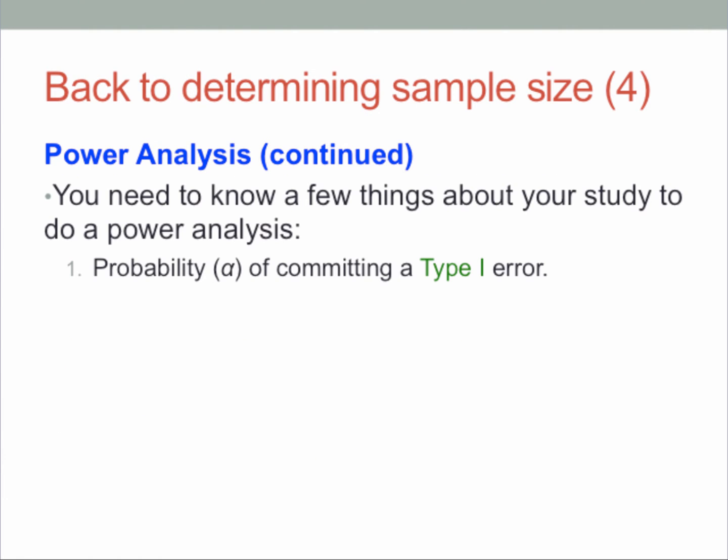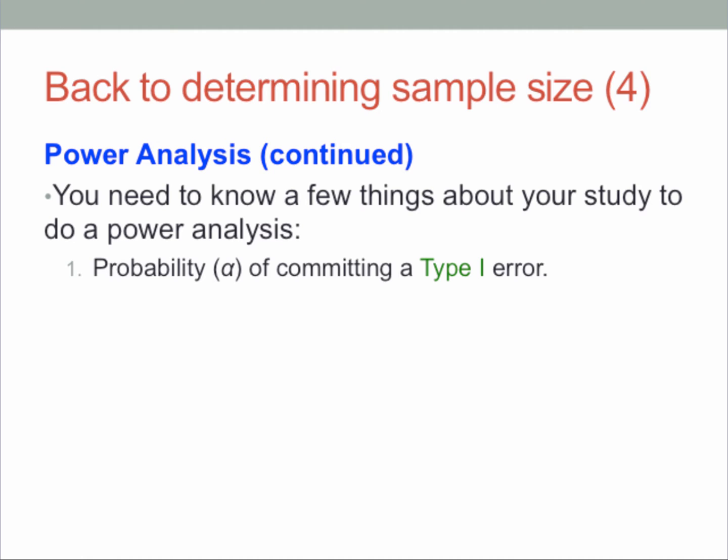So when we are trying to do a power analysis, there are a few things that we need to know prior to doing the calculation using the software. The first one is the probability of committing a type 1 error. If you recall, this is our alpha. What is our typical alpha level that we set whenever we do hypothesis testing? Alpha is usually equal to 0.05. If we turn that 0.05 into a percentage, that would be what?